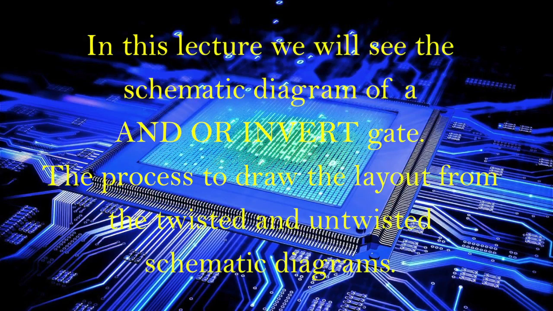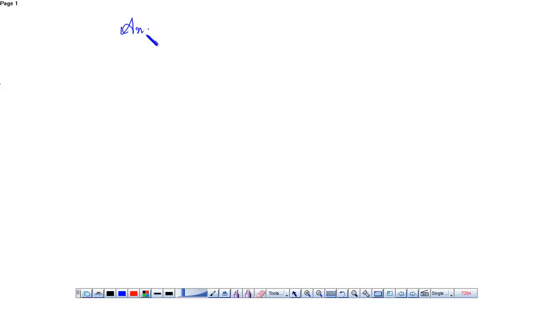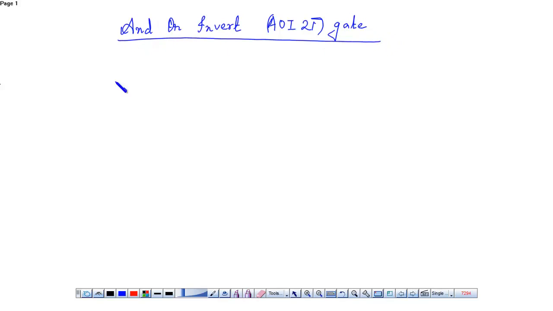In this lecture, we will see the schematic diagram of an AND OR invert gate and how to draw the layout from the schematic. So this is an AND OR invert, that is AOI 21 gate.